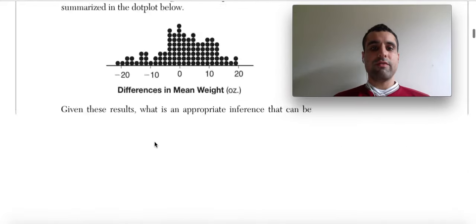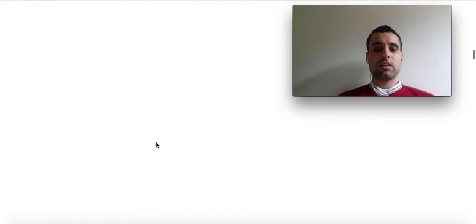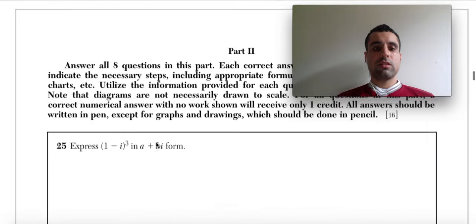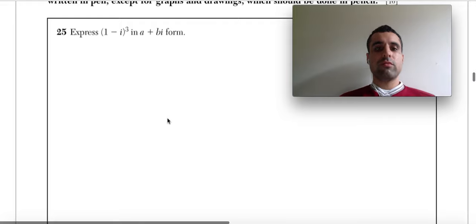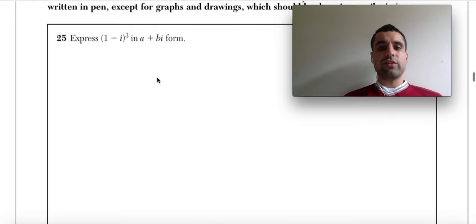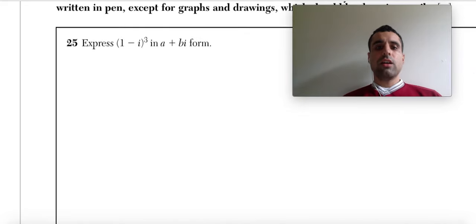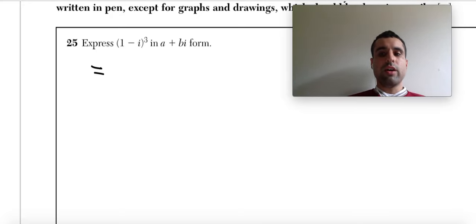Okay, so 25. Express (1 - i)³ in a + bi form. Since it's a short answer question and not multiple choice, you have to show some work, all right? First thing, (1 - i)³ is the same as (1 - i) times itself 3 times.